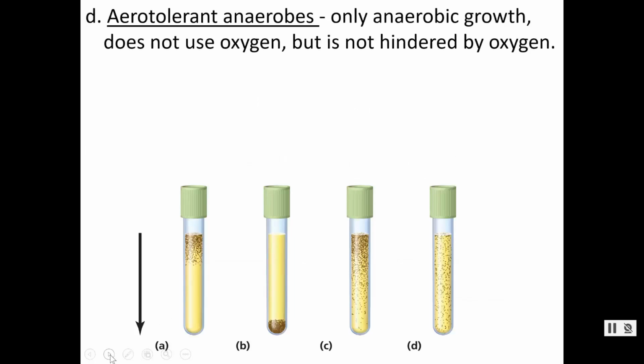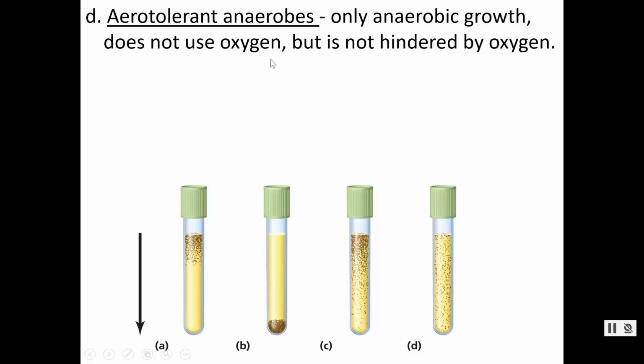What else? Aerotolerant anaerobes. So we're talking anaerobic growth, these are aerotolerant. If you tolerate something, you don't use it, you don't need it, but you can tolerate it. In this case, it's aerotolerant. They can tolerate oxygen. Oxygen isn't poisonous to them, but they don't use it. Doesn't make any difference. These are our aerotolerant anaerobes.